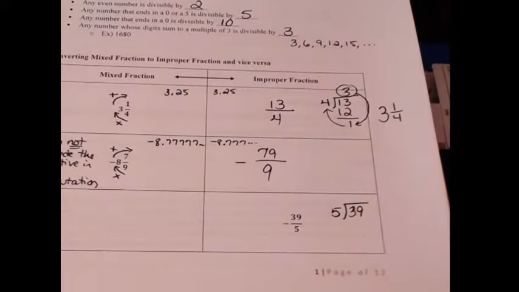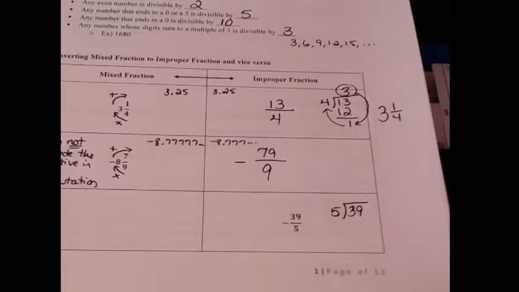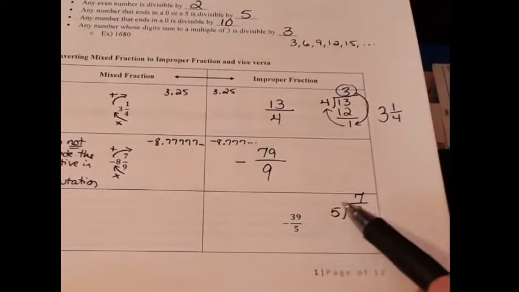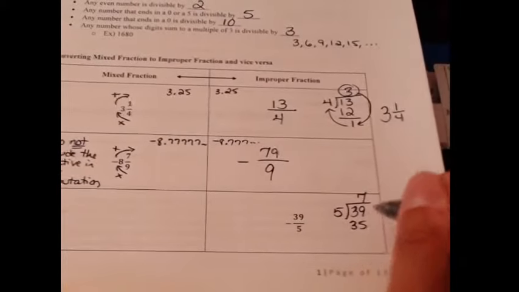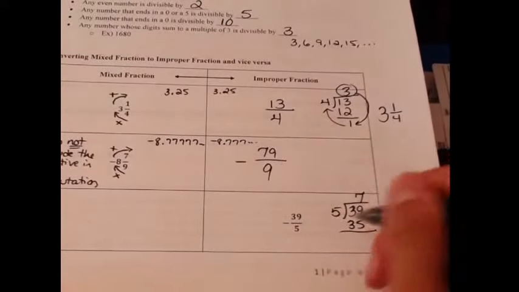Now think about this logically. How many times does 5 go into 39? At most, we're going to say 7. And we say 7 because 5 times 7 is 35. So it's just about 39, but not quite.